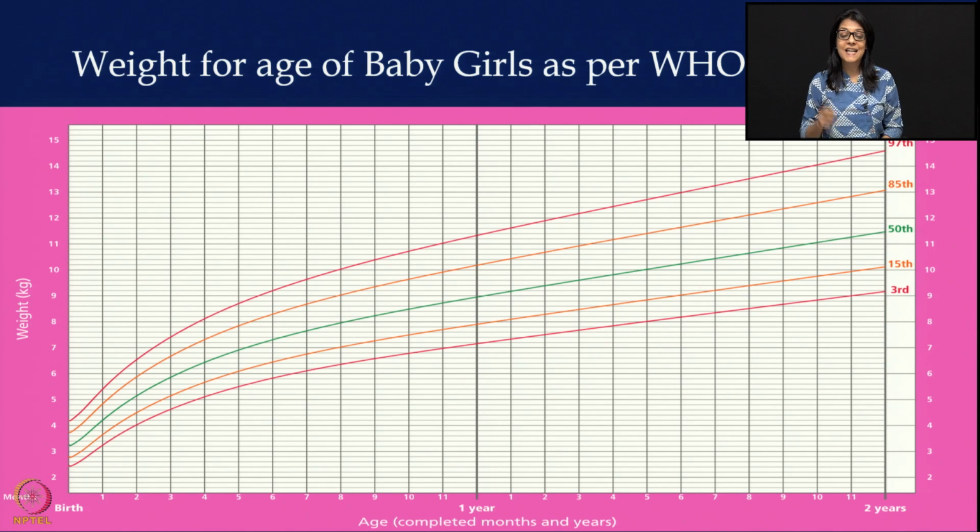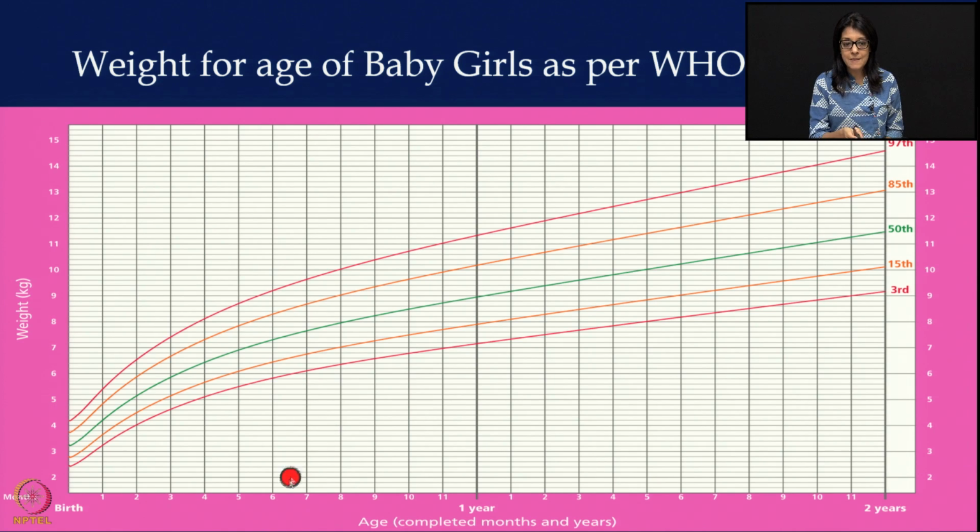Now, if you ask anybody in the field what should be the average weight of a 6 months old child, most of them will say around 5 kg. So, if you have a 6 months old child who is only 5 kg, they are basically already less than 3rd percentile. So remember that the weight of a girl child at 6 months is around 7.3 to 7.4 kg.